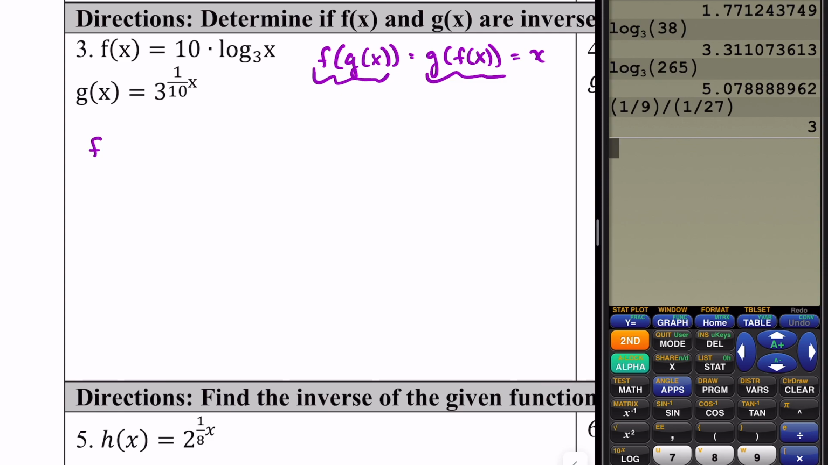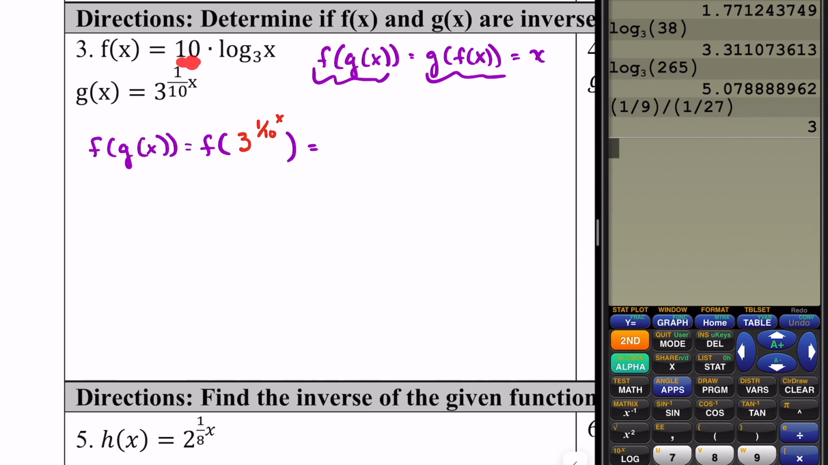Let's find f of g of x. So I go to f of g of x. Now, g of x we're going to change out here. g of x is 3 to the 1/10 times x up here. You could write that as x over 10 if we wanted to. And now we have to substitute that into function f. So here's function f.